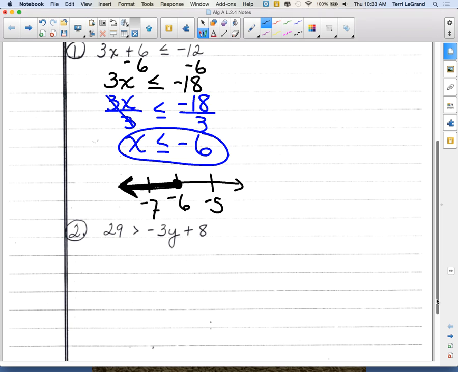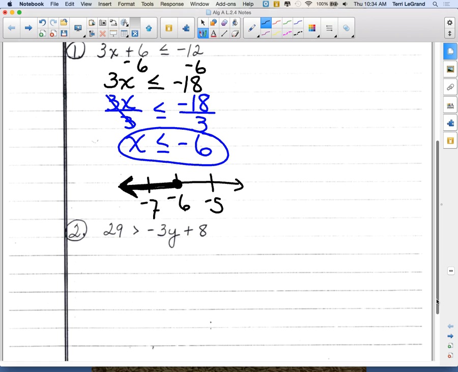I could put that negative 7 in for x, and I could say, is negative 7 less than negative 6? Is it colder outside when it's negative 7 than it is when it's negative 6? Yes, it is less than. So I would feel pretty good about the side that I shaded. Take the time to do that, okay? Doesn't hurt anything. Anybody have any questions on that one?